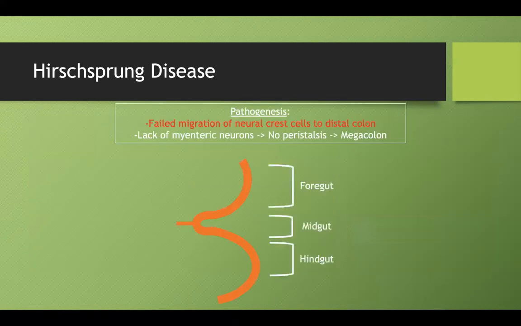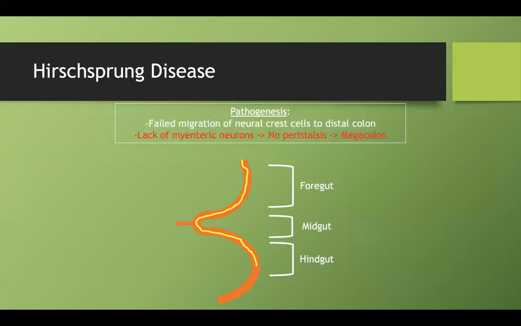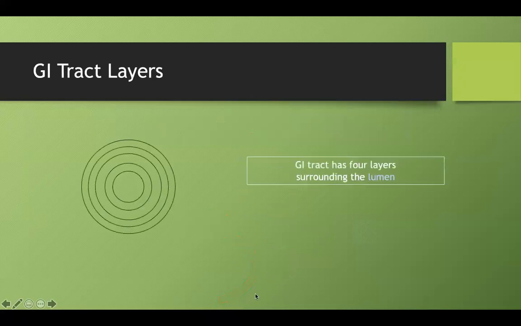So let's talk about what happens here. This is our embryologic GI tract where we have our foregut, midgut, and hindgut. Normally, the neural crest cells migrate. So they start in the foregut and they start migrating down the GI tract and everything's fine. In Hirschsprung disease, however, they fail to migrate 100%. And because of that, we have a specific region like right here that's not going to have those myenteric neurons.